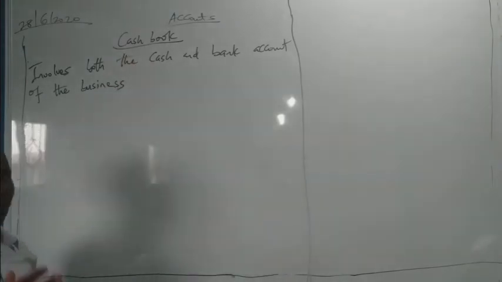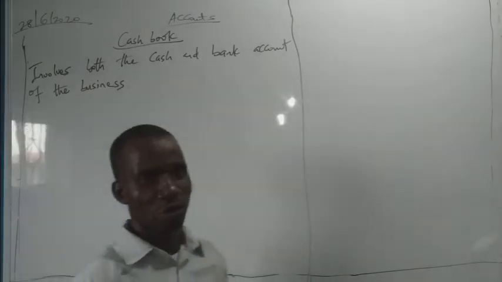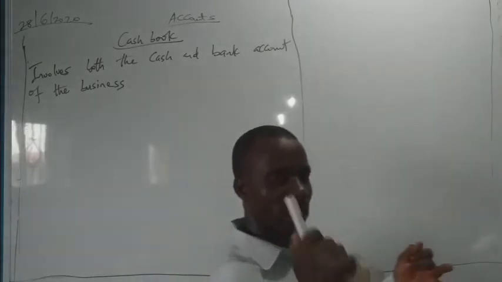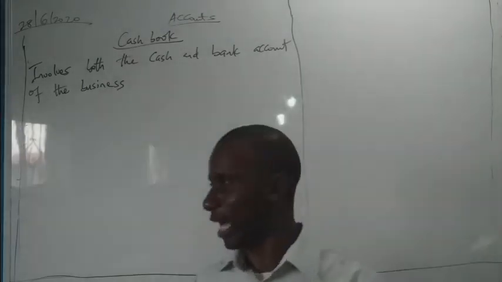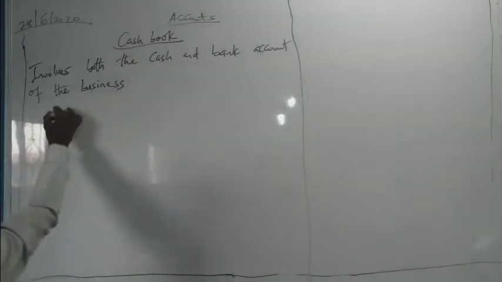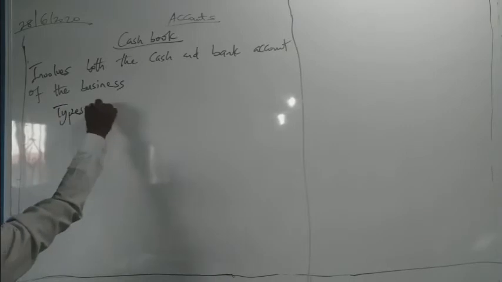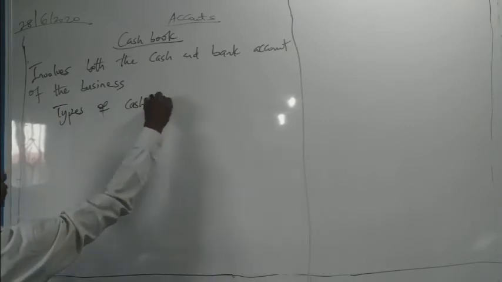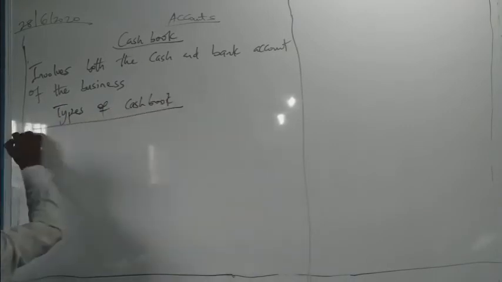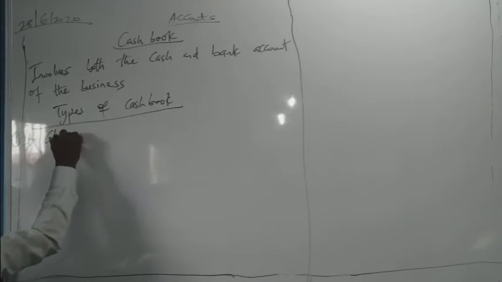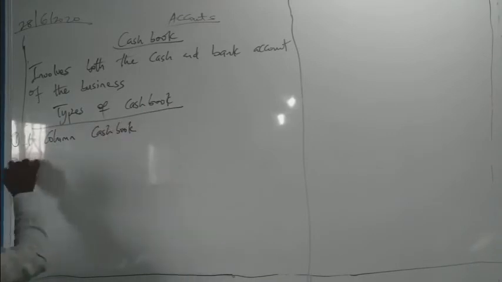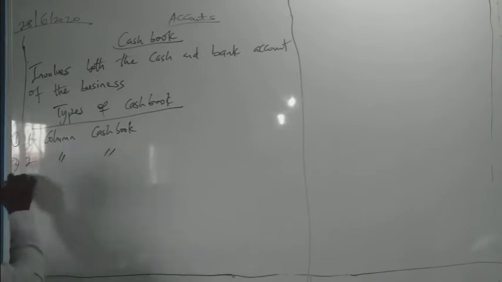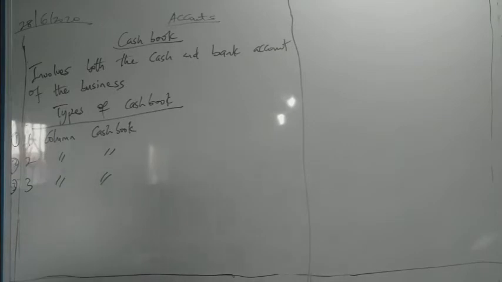We are going to look at the three different types of cash book. There is the 1 column, there is the 2 column, and there is the 3 column cash book. So the types of cash book we will look at are the 1 column cash book, the 2 column cash book, and the 3 column cash book.